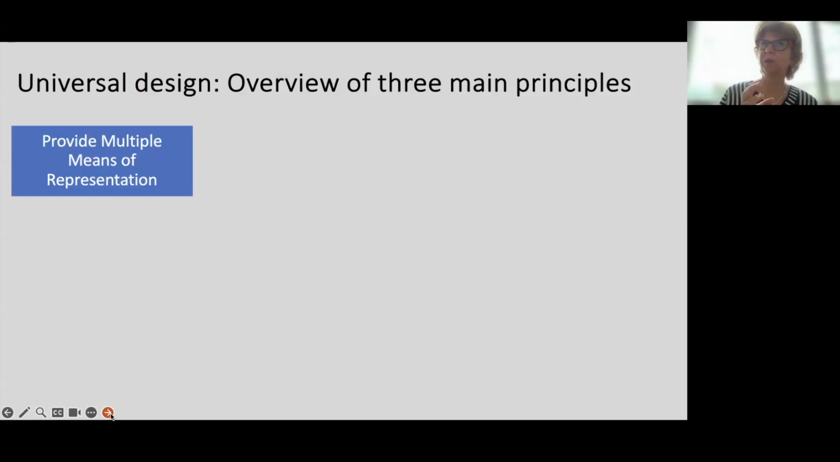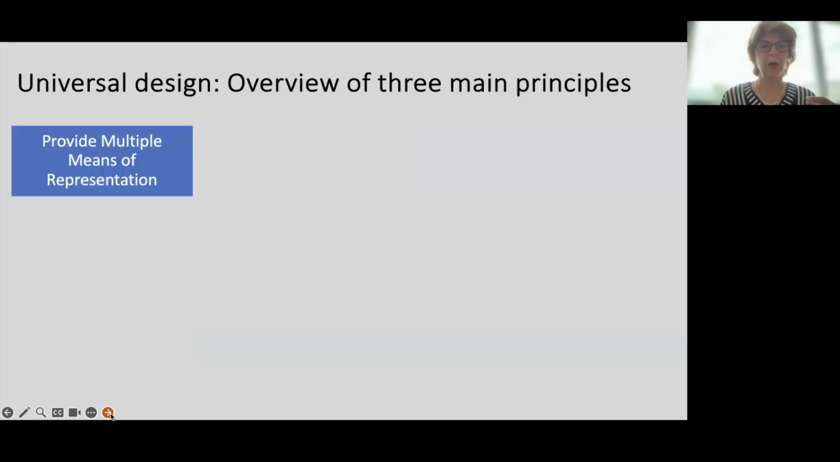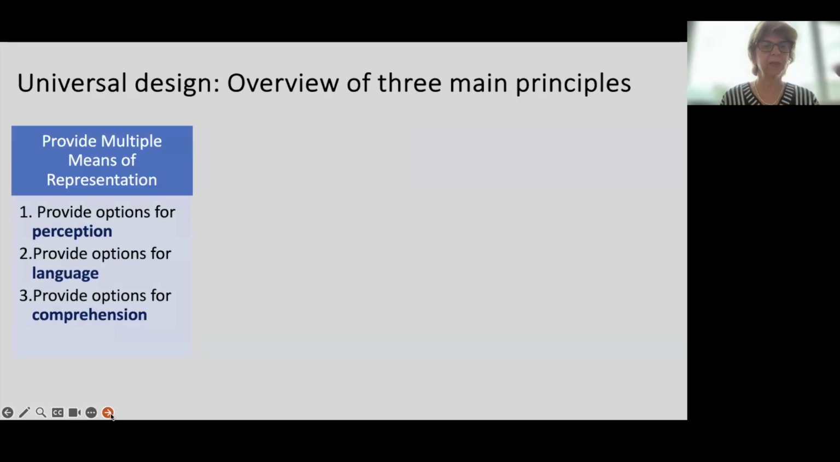And if you remember what I said earlier about digital inclusion, you should provide options for perception, that is how to see, how to hear, how to view at the same time, providing options for language, so that students can hear and see things at the same time in different languages, and providing options for comprehension, supporting students to understand what is being read, what is being listened to through various tools.